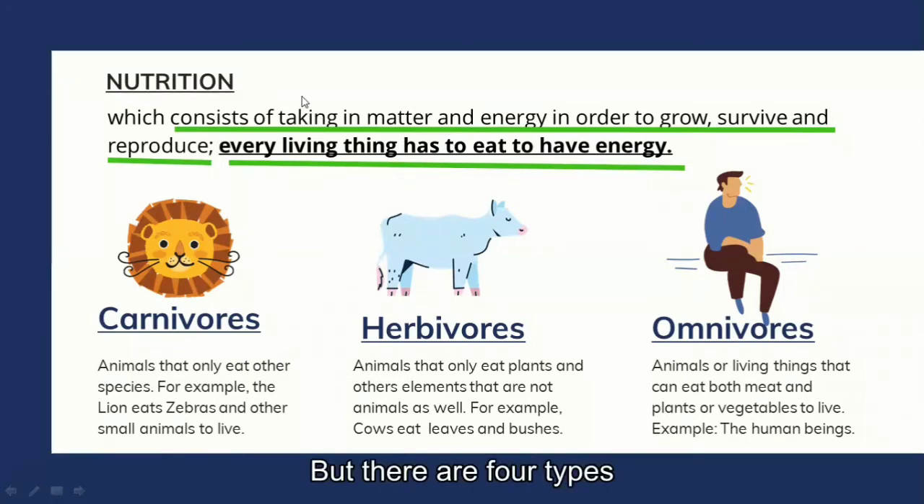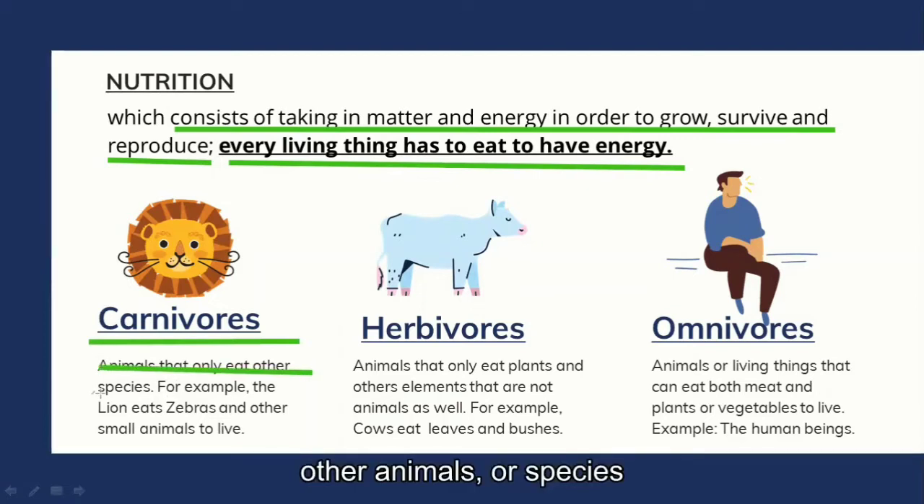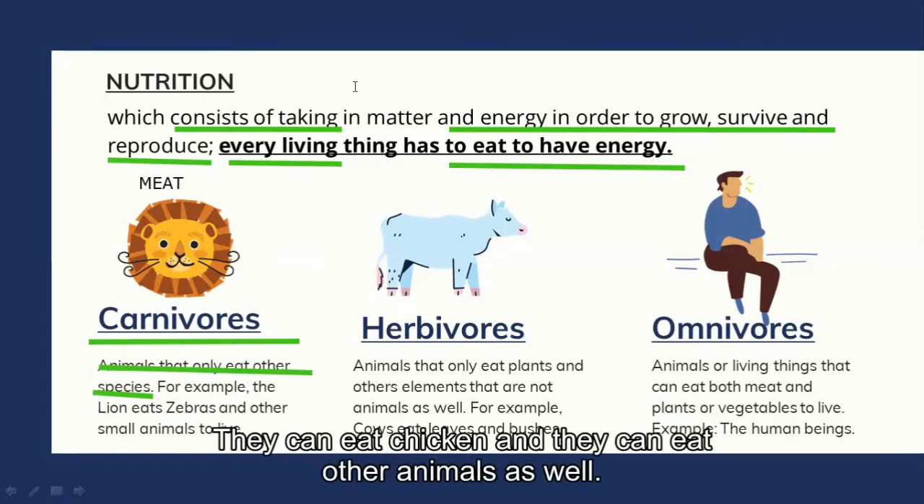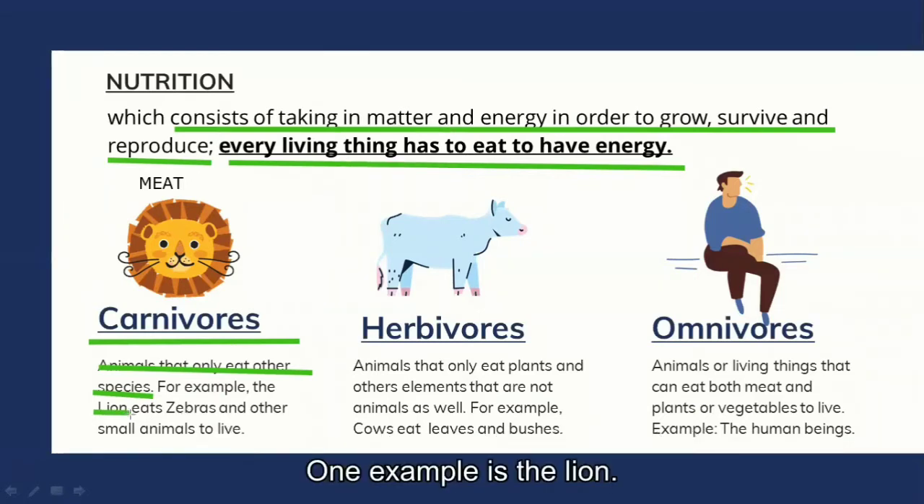But there are 4 types of animals and living things that eat differently. For example, we have the carnivores, which are animals that eat other animals or species. They eat something which is called meat. They can eat fish, they can eat chicken, and they can eat other animals as well. One example is the lion. This is a lion. And what does the lion do? Easy. It eats meat. They are carnivores.